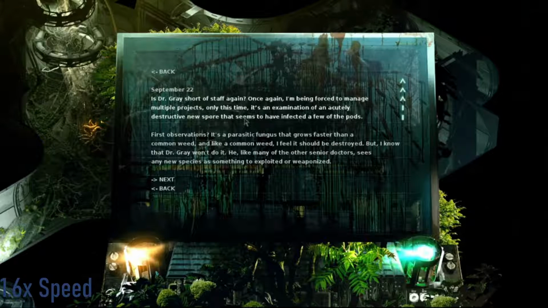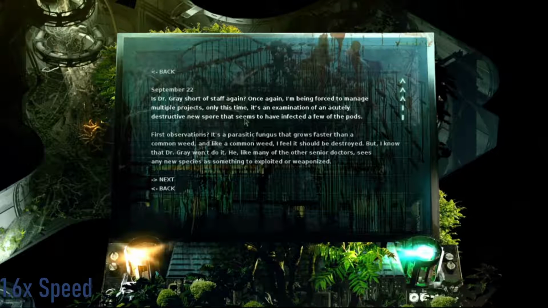Okay, September 22nd. Is Dr. Gray short of staff again? Once again, I'm being forced to manage multiple projects. Only this time, it is an examination of an acutely destructive new spore that seems to have infected a few of the pods. Oh, so this is what happened. First observations, it is a parasitic fungus that grows faster than a common weed.